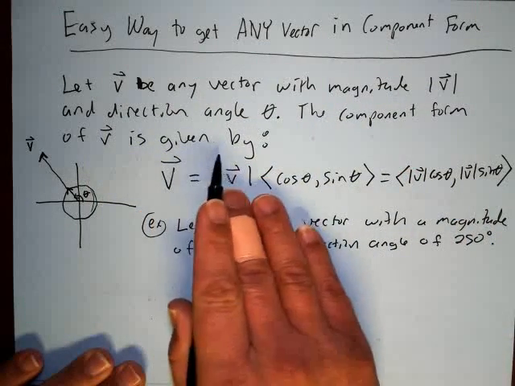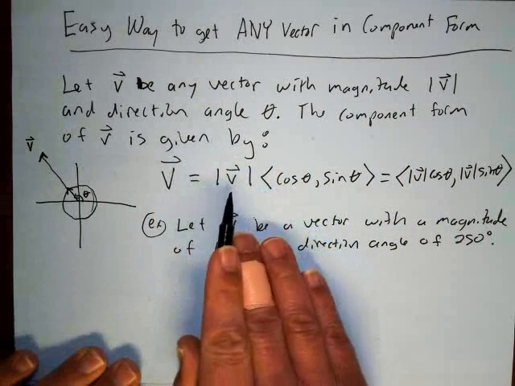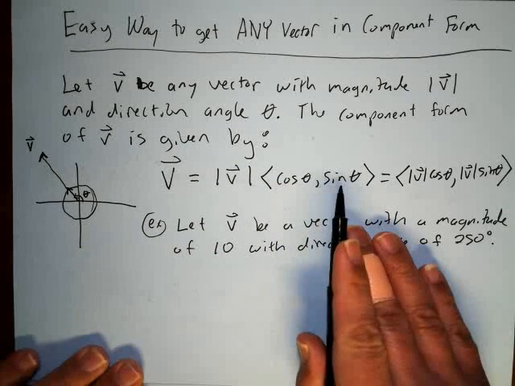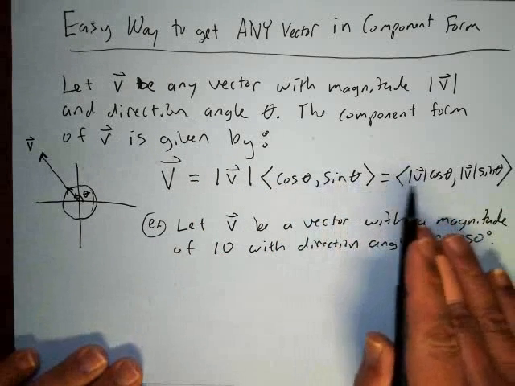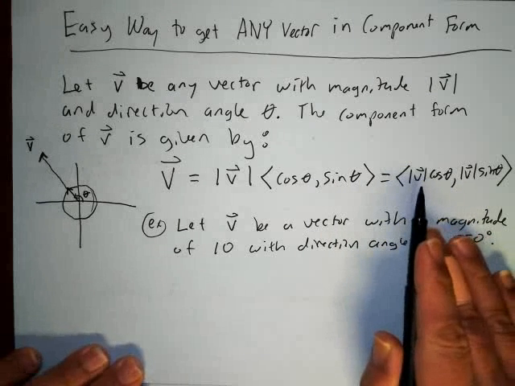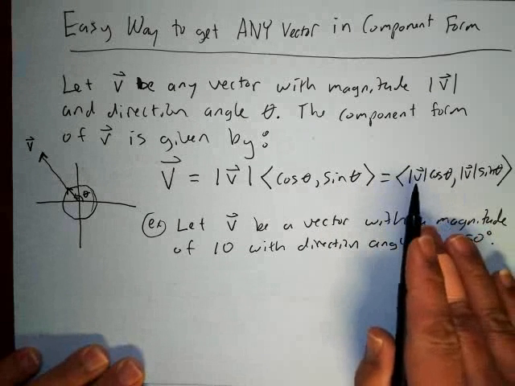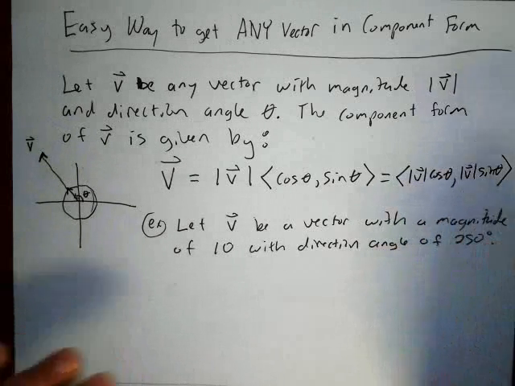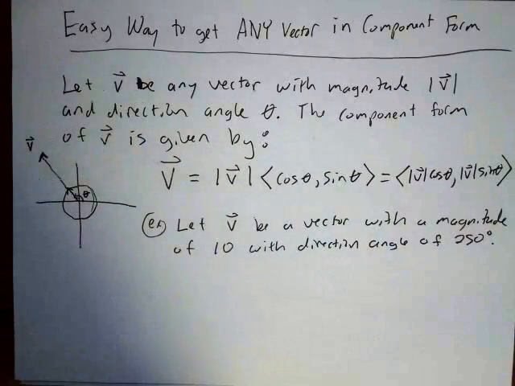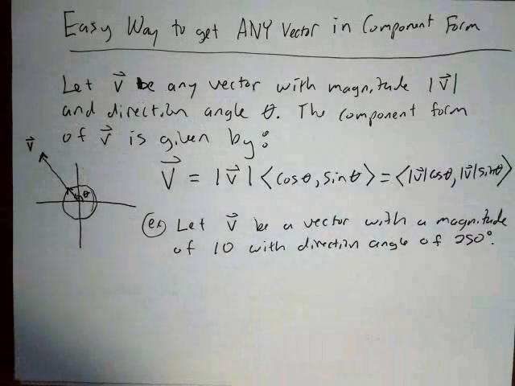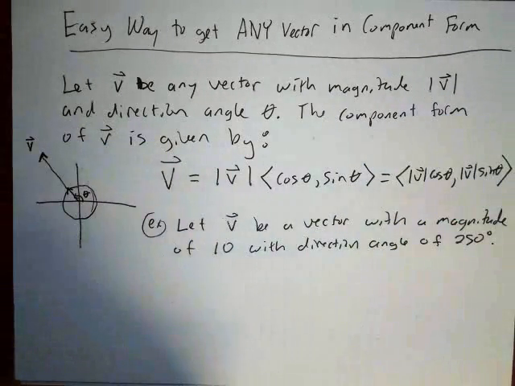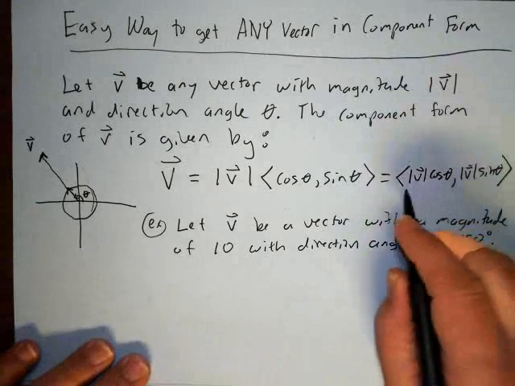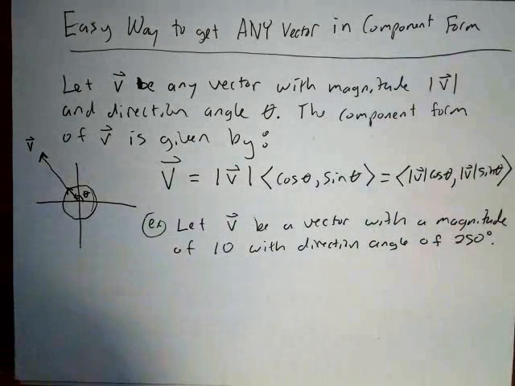The component form of v is simply given by the magnitude times the cosine theta and sine theta, which could be written in this way, where the x component, or the first component, is the magnitude of v times the cosine theta, and the y component is the magnitude of v times the sine of theta. That makes perfect sense, because if you think about polar coordinates, the x and the y were r times cosine and r times sine. It's very much related to that.